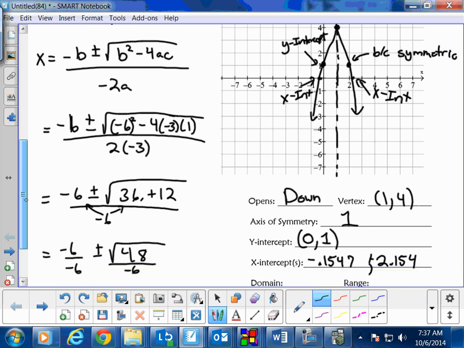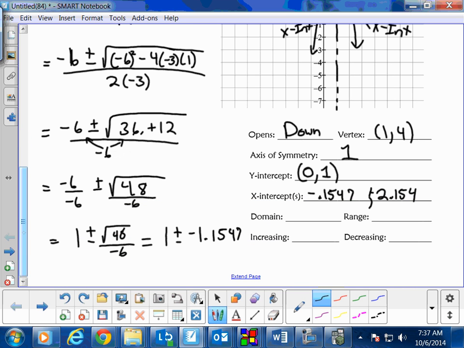And these you could put as x-intercepts, just to make it official with the zeros at the end. I can actually put them down as points. Now the domain on this is going to be all real numbers, just because.